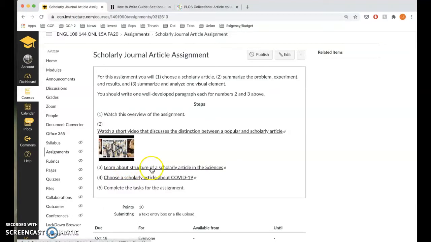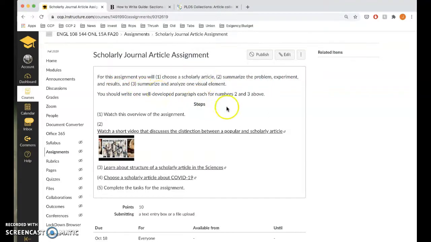And then there's a link here to a short article about how scholarly articles are structured in the sciences. So you're going to read through that. I'm going to talk you through it right now. And then step four is going to be to choose a scholarly article about COVID-19. And there's a link here. It's going to take you to about 100 different articles, and you can choose whichever one you'd like. And what you're going to do with that article is summarize the problem, experiment, and the results. And then you're going to summarize and analyze one visual element.